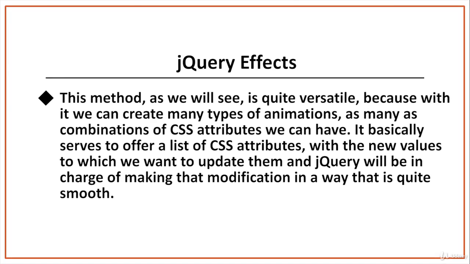This method, as you will see, is quite versatile because we can create many types of animations, as many as combinations of CSS attributes we can have. It basically serves to offer a list of CSS attributes with the new values to which we want to update them, and jQuery will be in charge of making that modification in a way that is quite smooth.